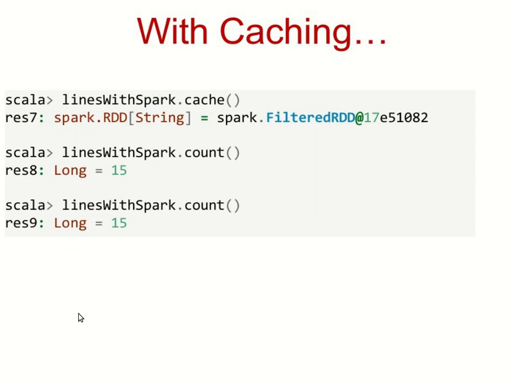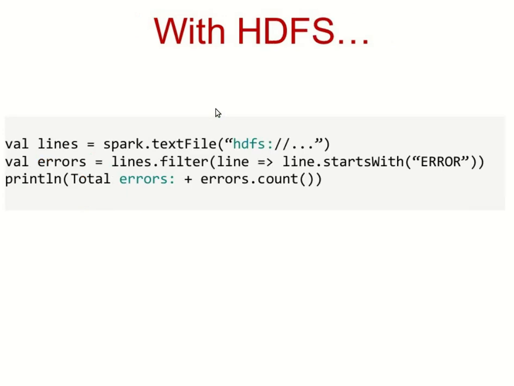And you can do caching. When you cache, the intermediate operations will already be cached, so it won't need to reload the data from disk. And of course, you can load a text file from HDFS with sc.textFile and the URL to HDFS, and continue as usual.